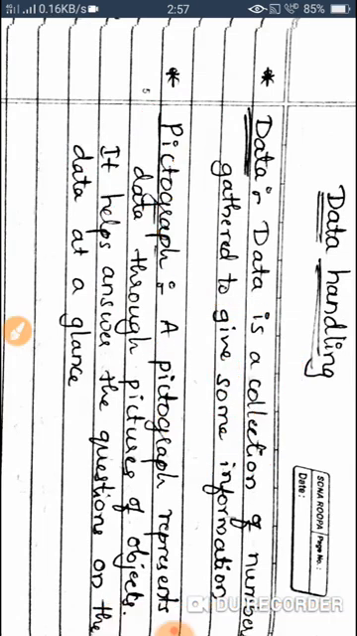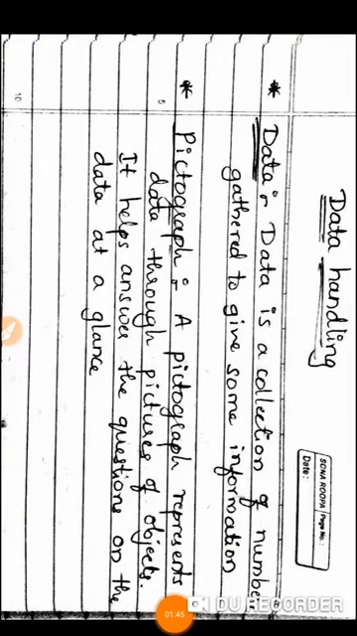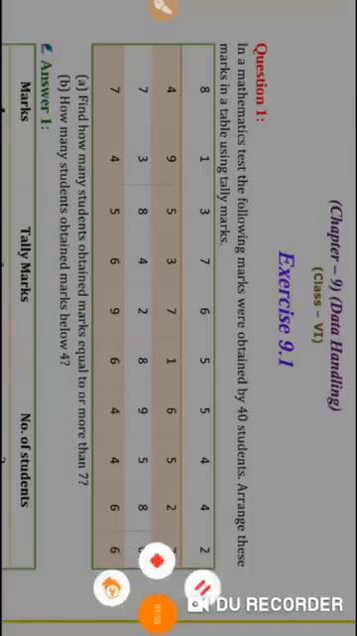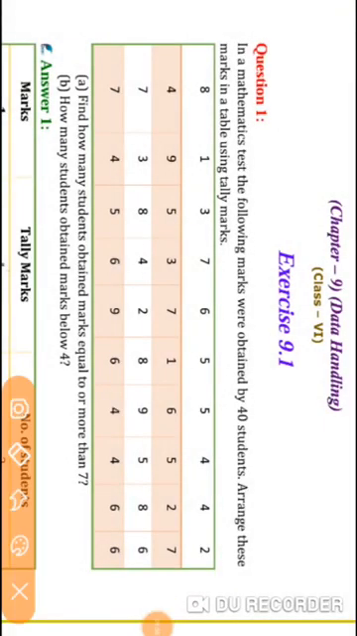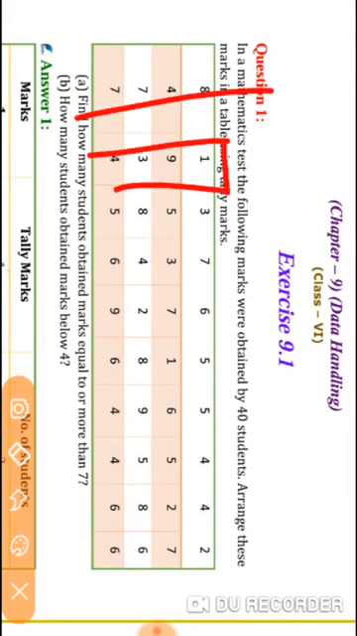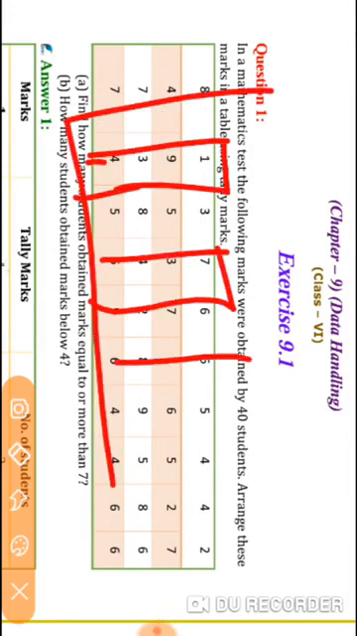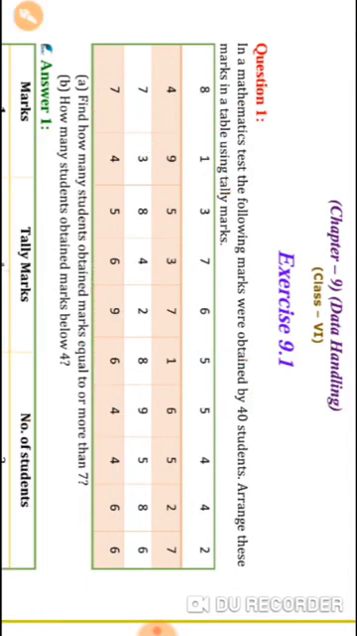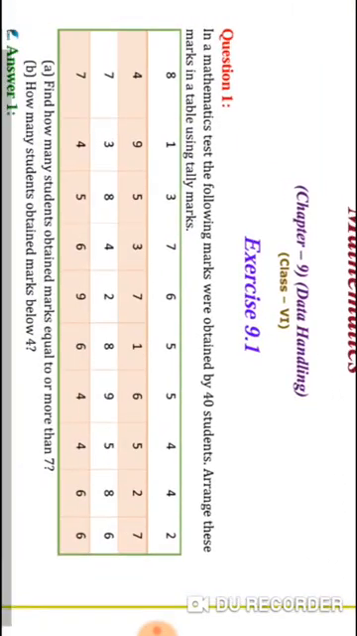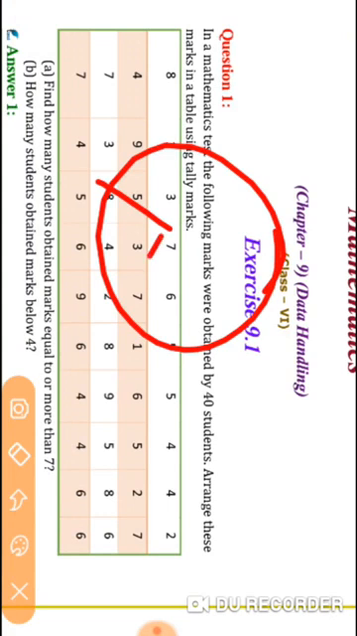The definition: a pictograph represents data through pictures of objects. It helps answer questions on the data at a glance. So now we can go to the examples, so that you can understand what data handling exactly is. After the pictograph we can also learn about graphs. See, it is called a bar graph. We are representing the information in graphs such as the bar graph and the pie graph. Pie graph means in the circle shape.